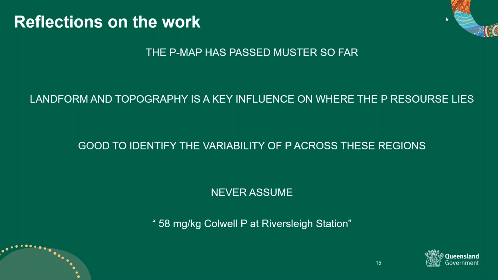A good example of that is 58 parts per million colloidal P at Rivers Lee Station up there on the border. That's a pretty healthy phosphorus reserve. So there's phosphorus around the place, which can be a good resource to your cattle. And any management implication that you want to take on your property, you want to make sure that it's going to make you money. So all of this information needs to be collated into your mind to make a good objective decision.